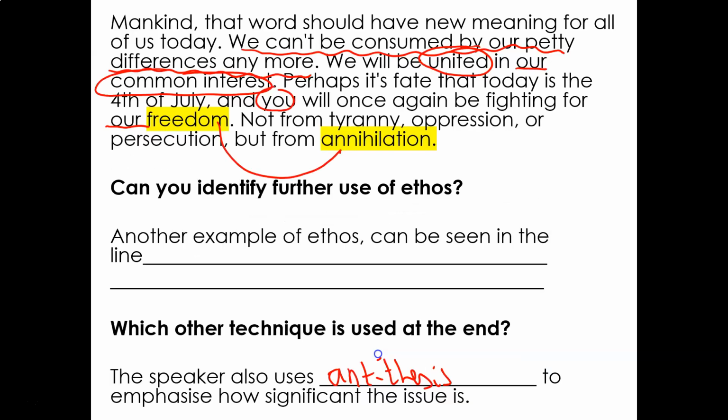In this text then we can see they're saying that you're not fighting just for freedom, okay? It's not freedom from tyranny and oppression, so kind of having your rights taken away and your liberties taken away, but you're fighting for freedom from annihilation. And this is what really signifies to us this is a very serious and significant issue. You're fighting for your freedom from death, from being killed.